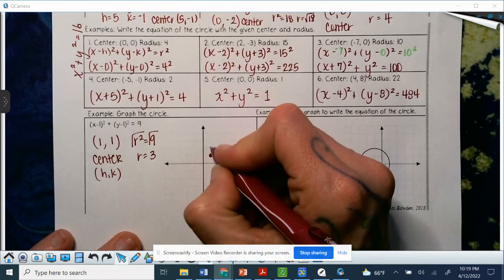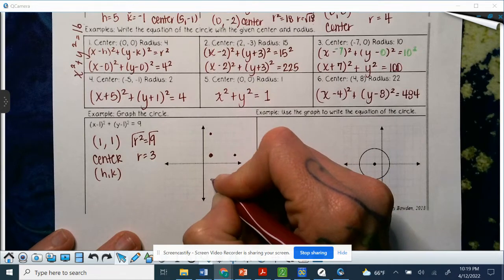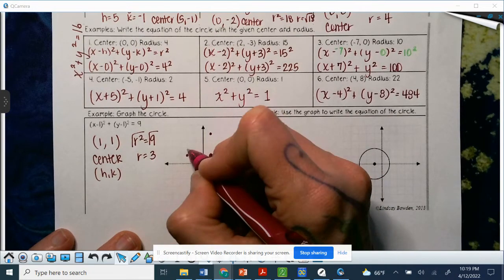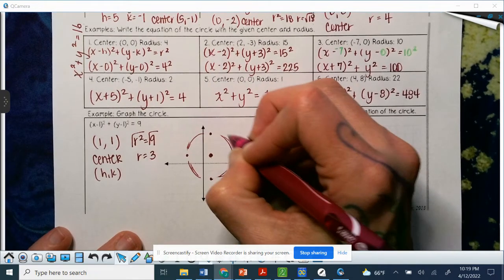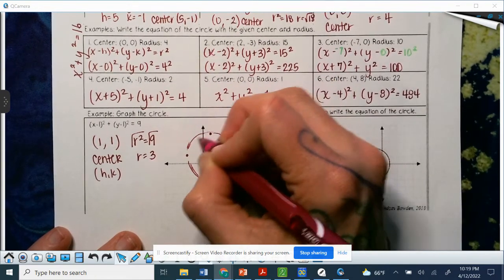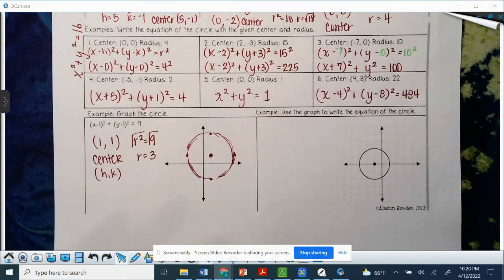Go up 3 straight, to the right 3 straight, down 3, and then to the left 3. And then try not to make it a square or a box. It is somewhat of a circle. We want it to be a circle. We're graphing a circle. And then you have your circle graphed with a radius length of 3.